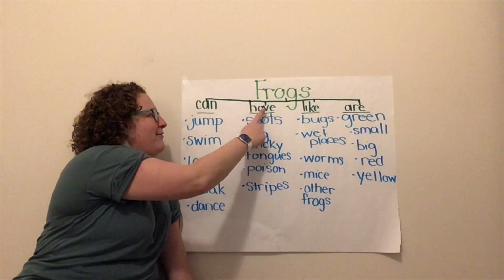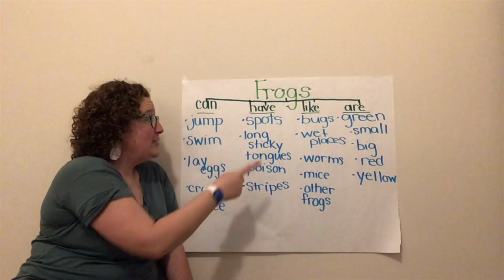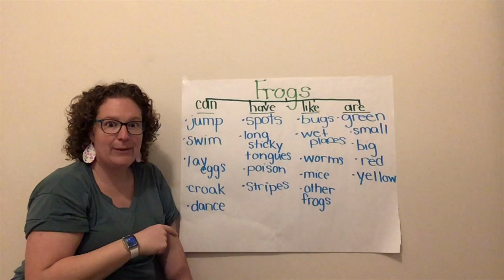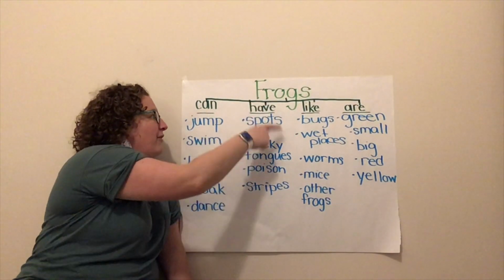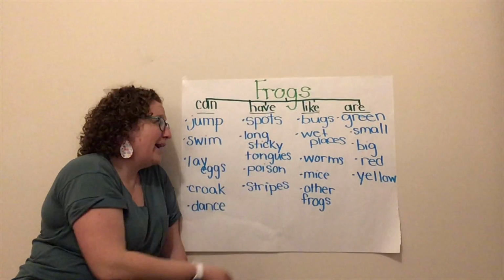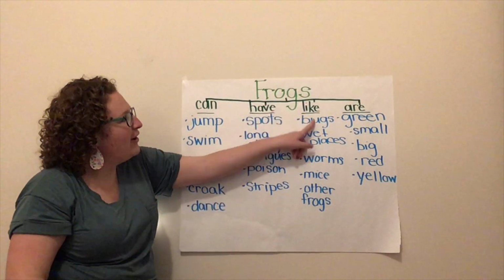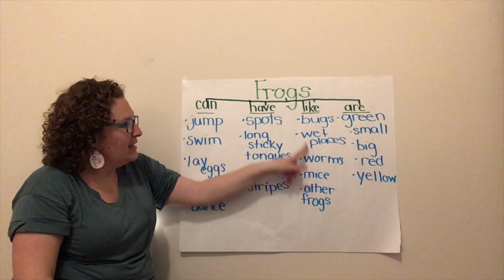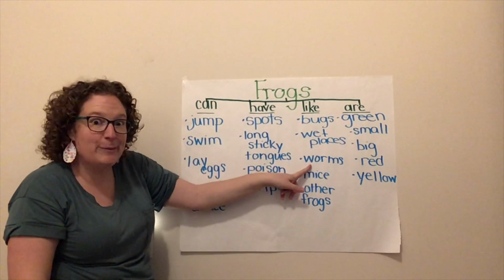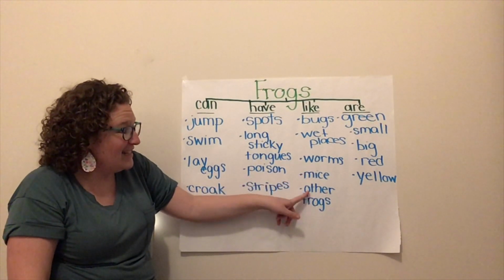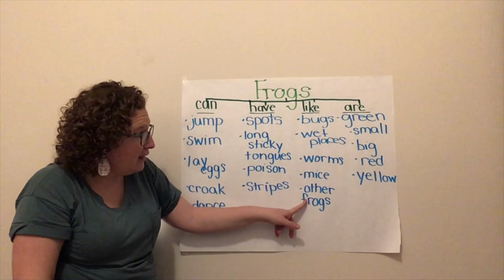Under have, I have frogs have spots. Some of them do. Frogs have long, sticky tongues. We read about those long tongues. Frogs have poison, some of them. And frogs have stripes. We also know that frogs like bugs. Frogs like wet places. Frogs like to eat worms, some of them do. Some frogs like mice, and some frogs even like other frogs.